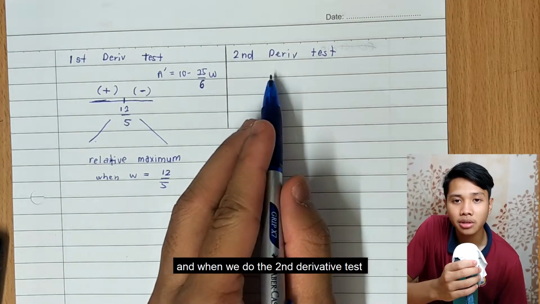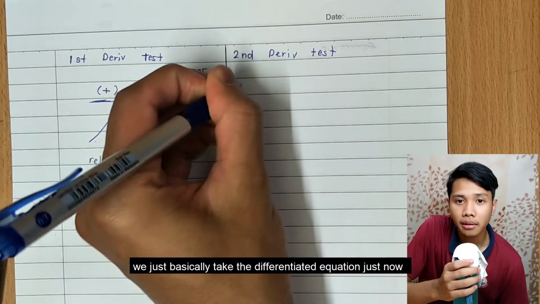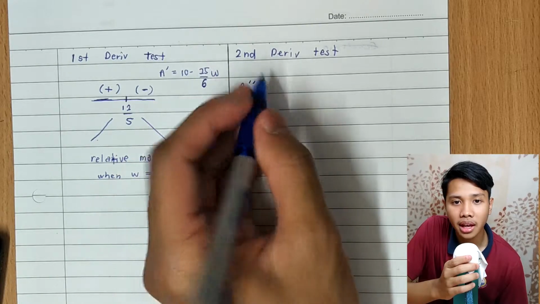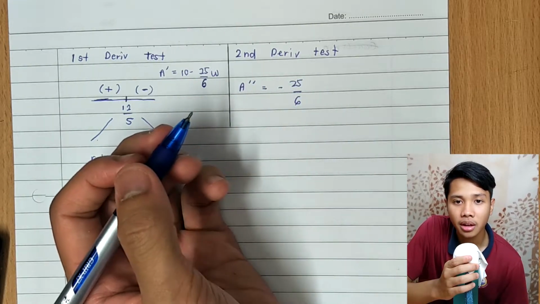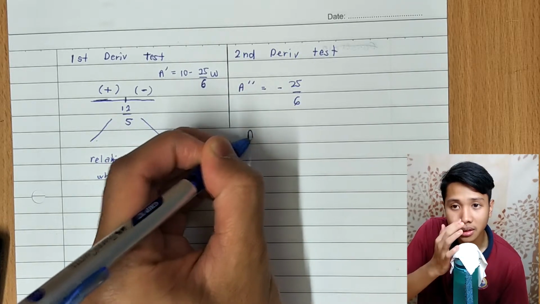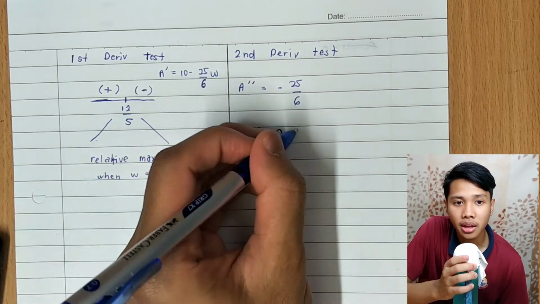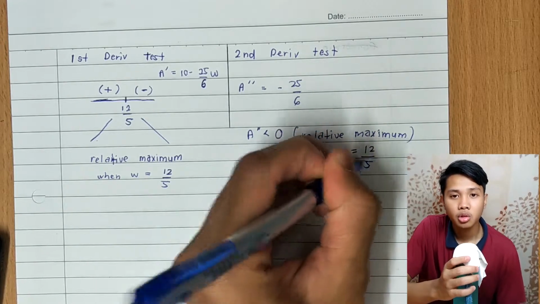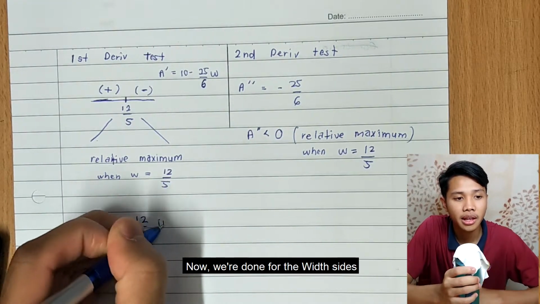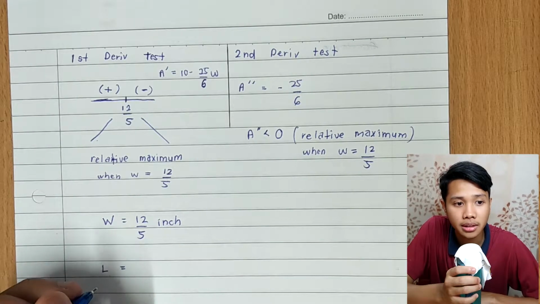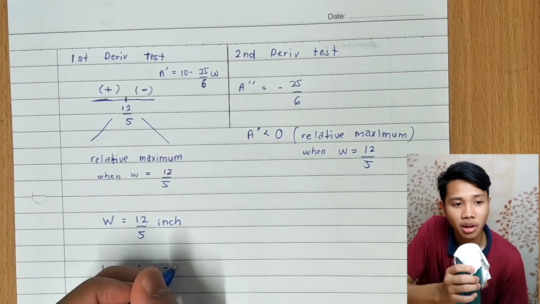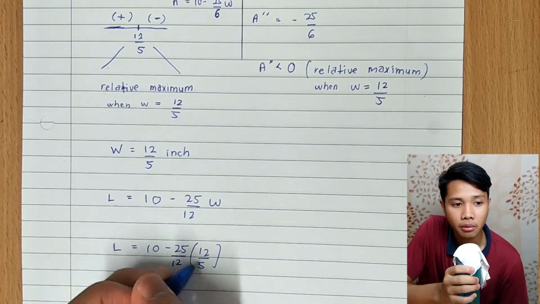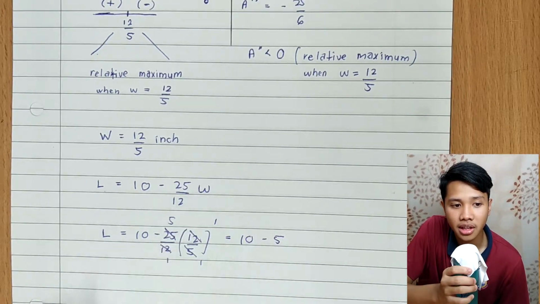When we do the second derivative test, we take the differentiated equation just now and perform a second derivative on it, and we get negative 25 over 6, which is less than 0. That means it is a maximum when W is equal to 12 over 5. So we are done for the width, and now we have to find the length, which is L equal to 10 minus 25 over 12W. We substitute the value we found just now, and we get 5 inch.